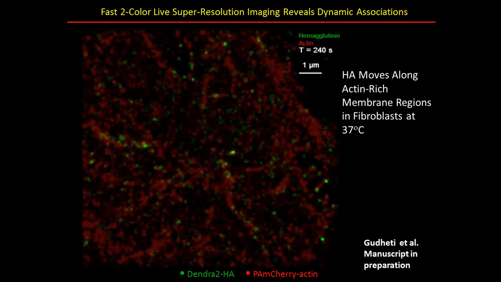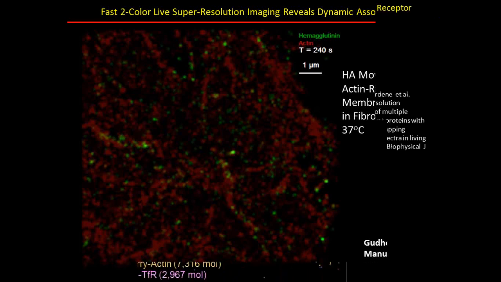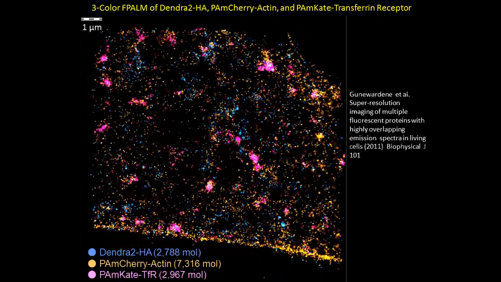And so you have some options. In terms of doing multicolor, you have a lot of options with the organic dyes. But if you're willing to optimize it for the particular system that you're using, you can do that with fluorescent proteins as well. So here's a publication from Sam's lab using 3 different fluorescent proteins. So these are very spectrally close together. Dendra HA, which is shown here in blue, PA-mCherry actin, which is labeling the cytoskeleton, and then PA-TagRFP, which is labeling the transferrin receptor.